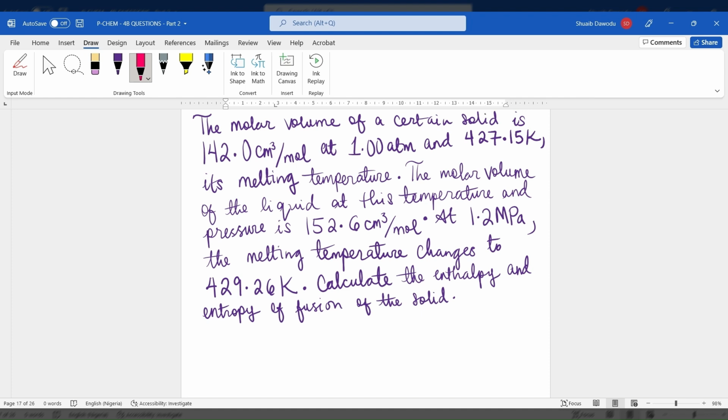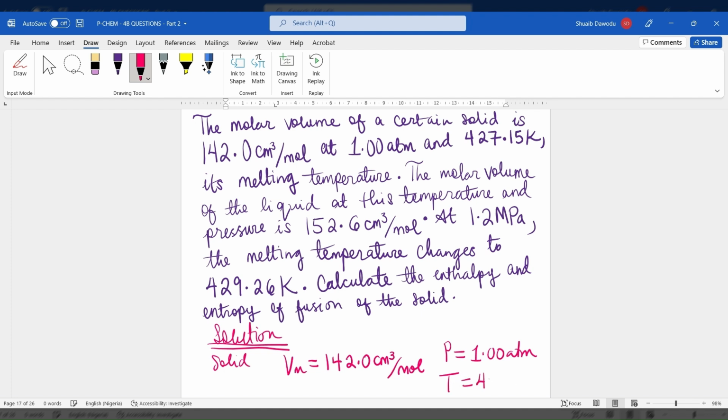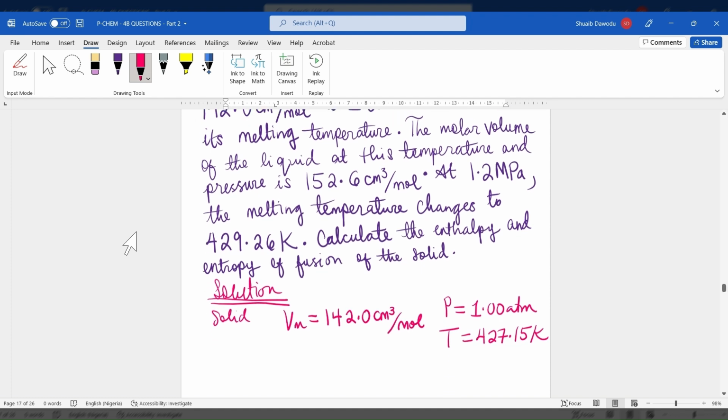So the first thing you have to do when you have a question like this is to break down the information. For the solution, we're going to read each bit of information from the question and then write out the parameters. So for the solid, the molar volume is 142.0 centimeter cube per mole at 1.00 atmosphere. So the pressure is 1.00 atmosphere. And the temperature we were told is 427.15 Kelvin.